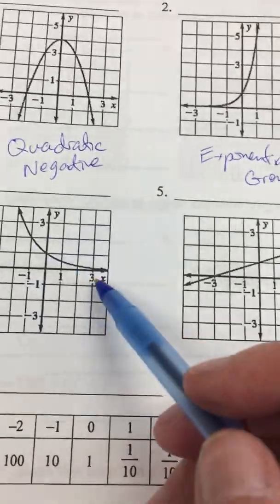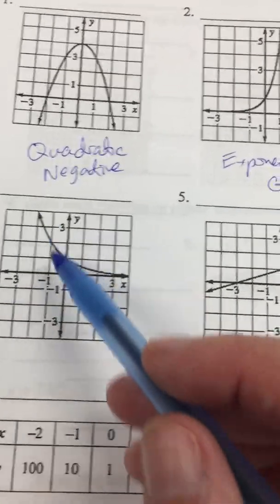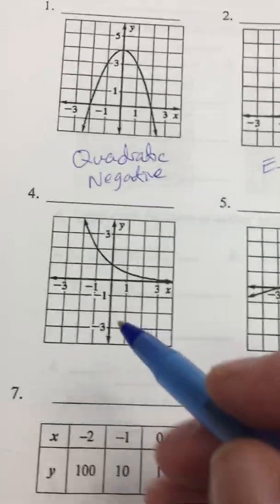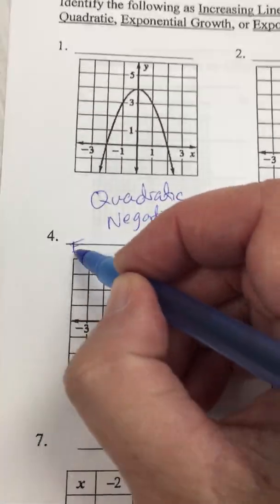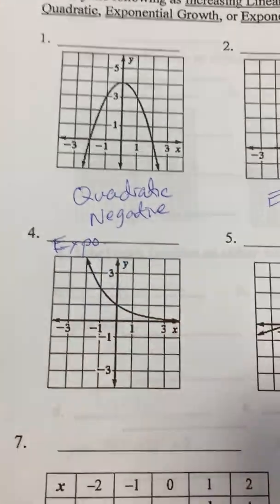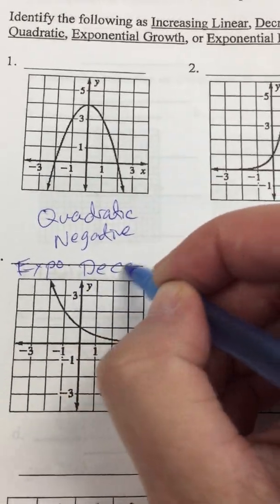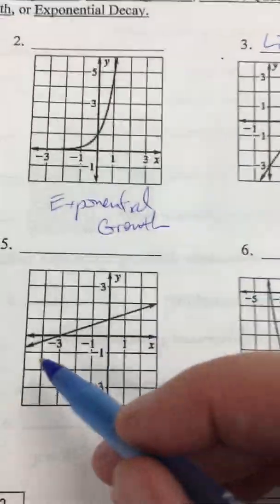Down here, it's not a parabola. You don't see it coming up the other way. They're just showing it here and it keeps going that way. So this is exponential, it's not linear. So I'm going to put it up here, exponential. I'm going to abbreviate that. And it is coming down from left to right, so it is decay. Exponential decay.